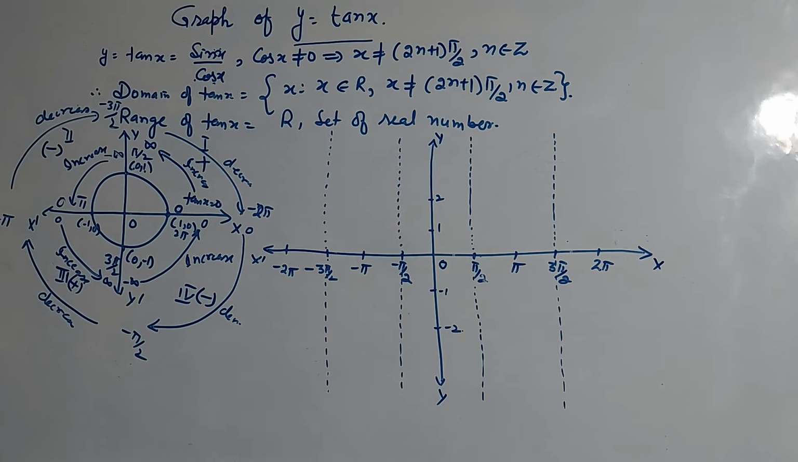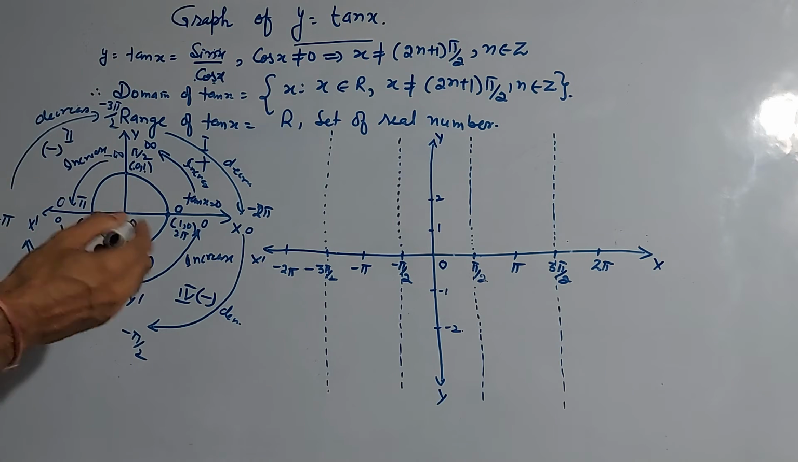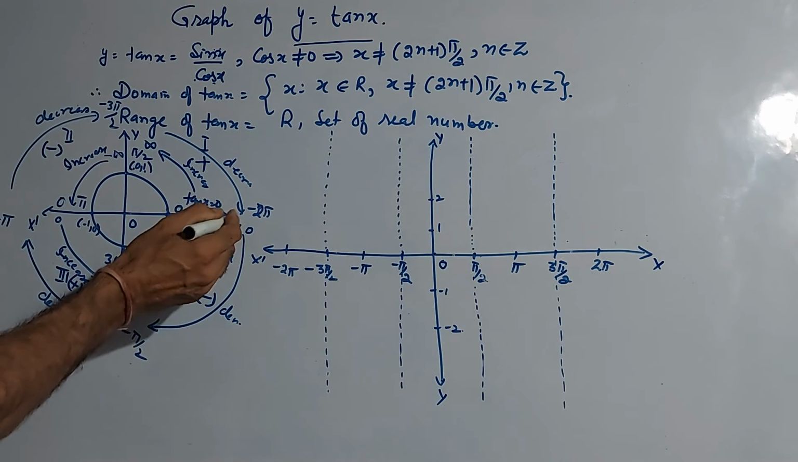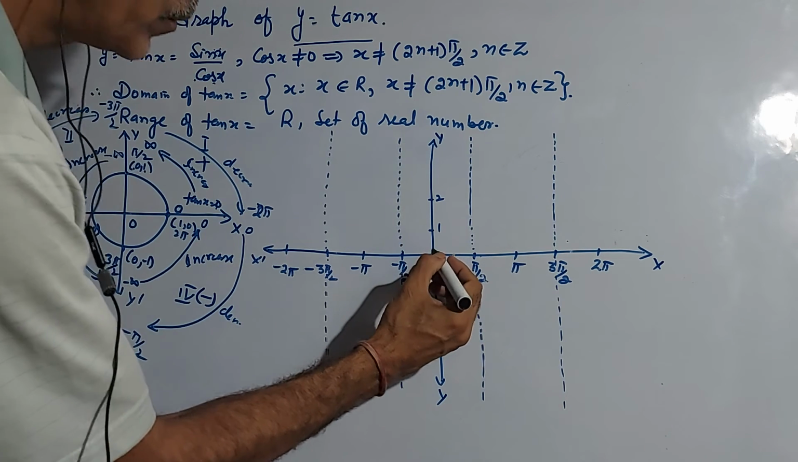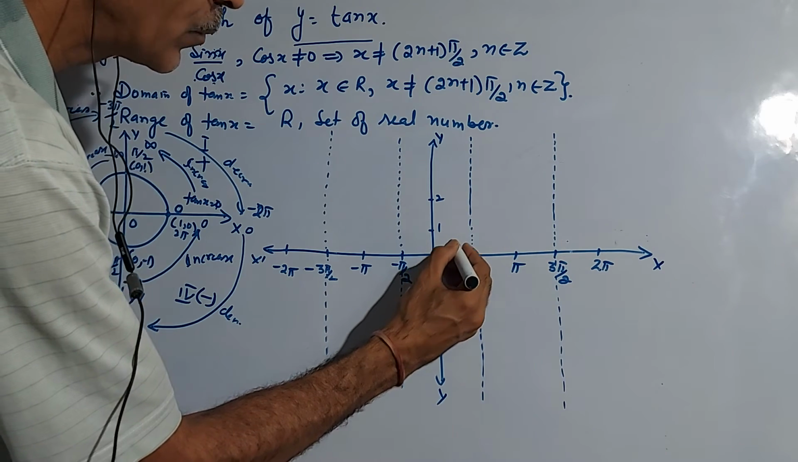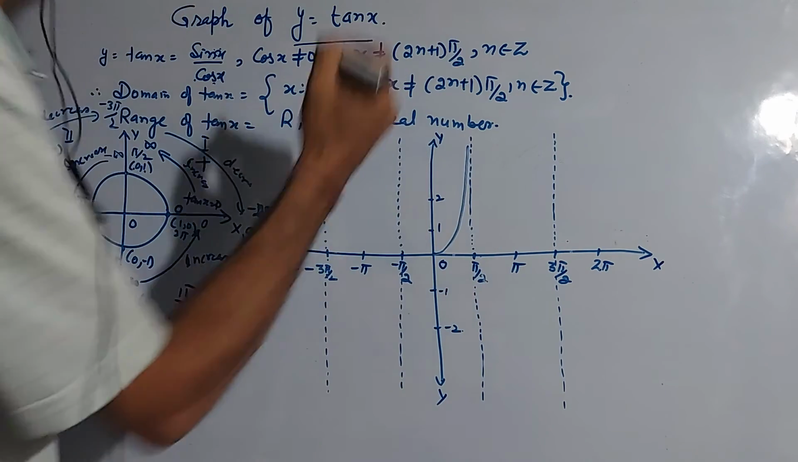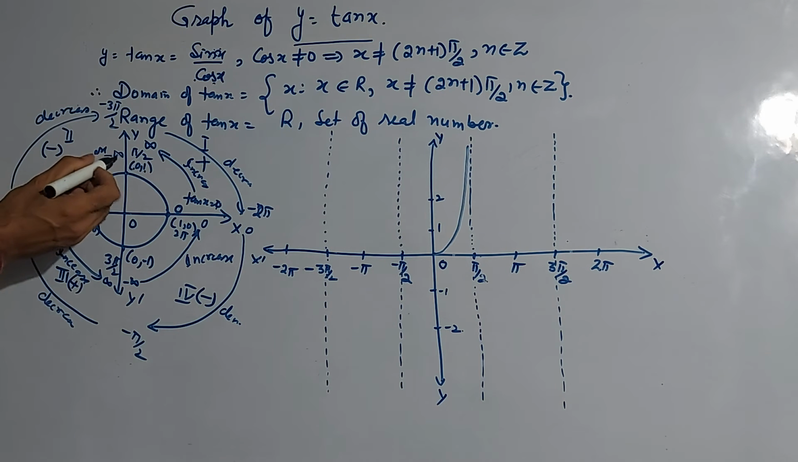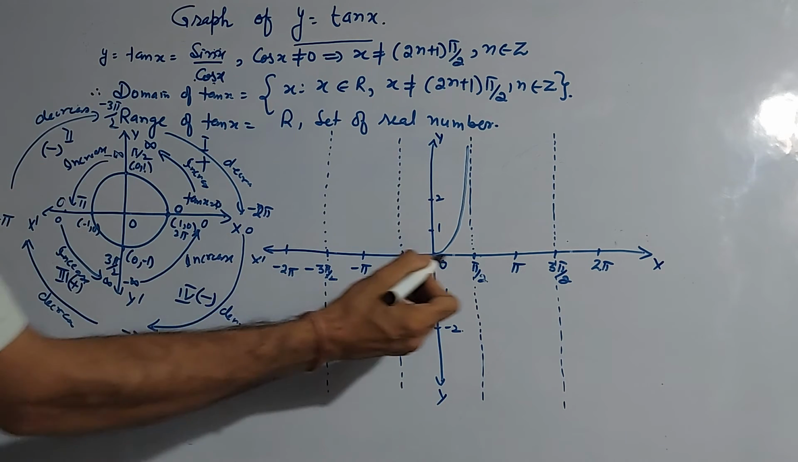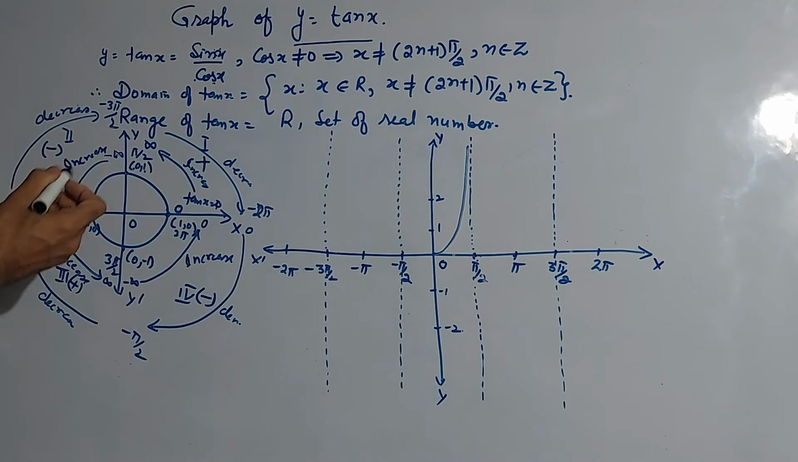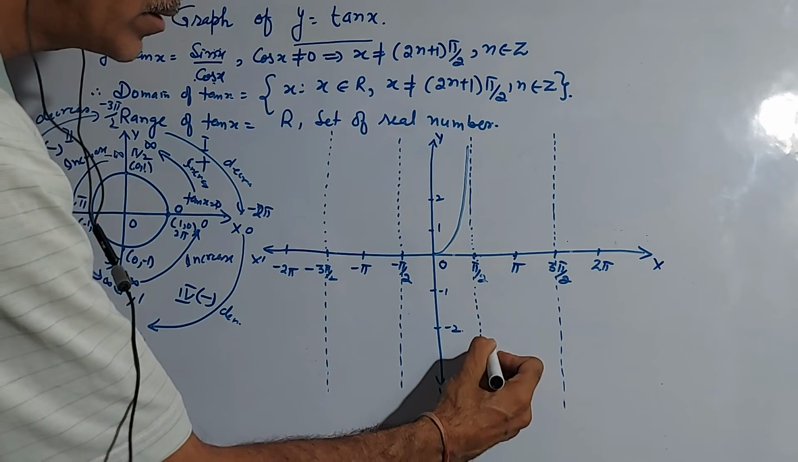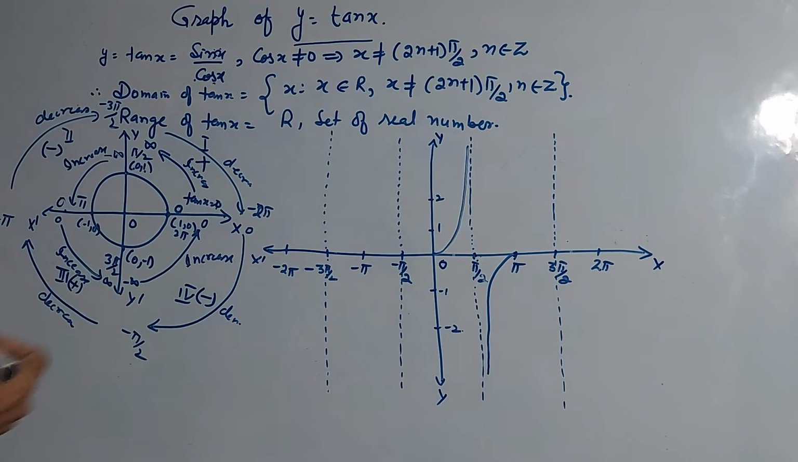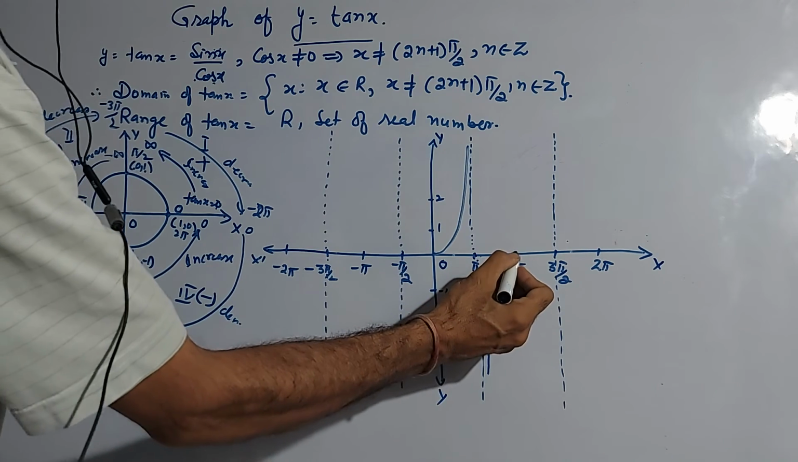Now see, we will start from 0 radian, from this point. In this direction, tan x is increasing from 0 to infinity, like this. And then in the second quadrant, pi by 2 to pi, the value goes from minus infinity to 0. So minus infinity is here, and it goes to this point.